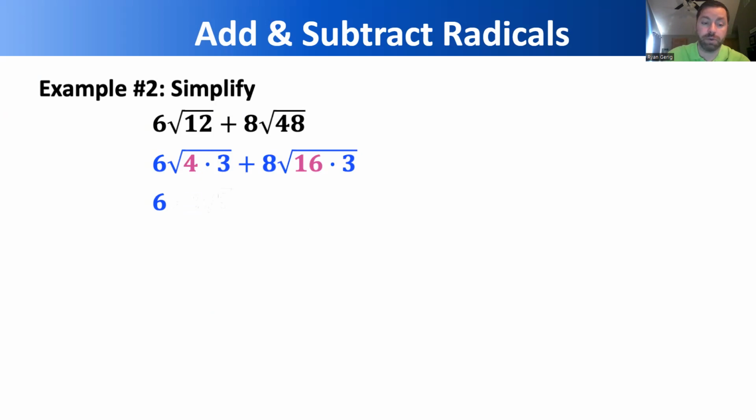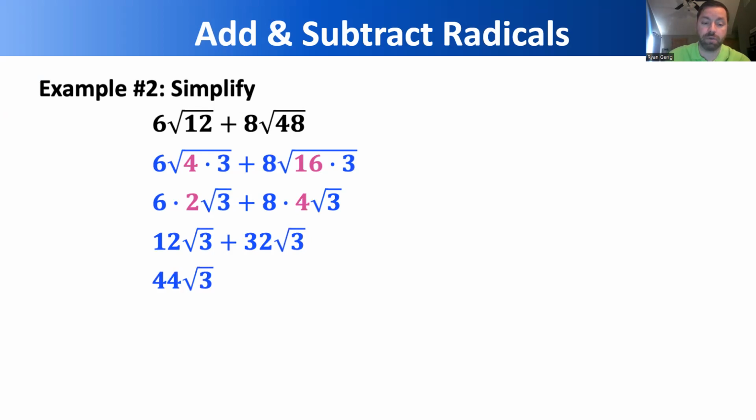So square root of 4 is 2. The square root of 3 stays the square root of 3. 8 times the square root of 16 is 4. Square root of 3 stays in the radical. Now I can multiply 6 times 2 and get 12. 8 times 4 and get 32. They both have 3's under the radical, so I could add 12 and 32 together to get 44 radical 3.